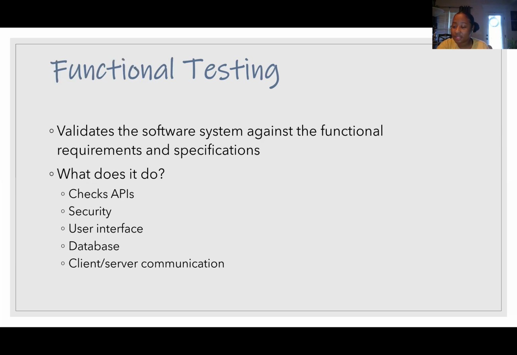Functional testing validates the software system against the functional requirements and specifications. Its purpose is to test every function of the application by providing appropriate input and verifying the output against the requirements. This type of testing checks APIs, security, user interface, database, and client-server communication, and can be done through automation or manually. Functional testing mainly focuses on mainline functions, accessibility, error conditions, and basic usability.